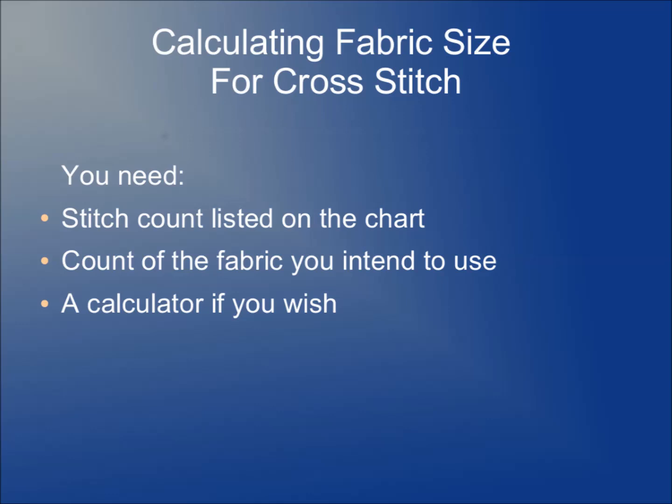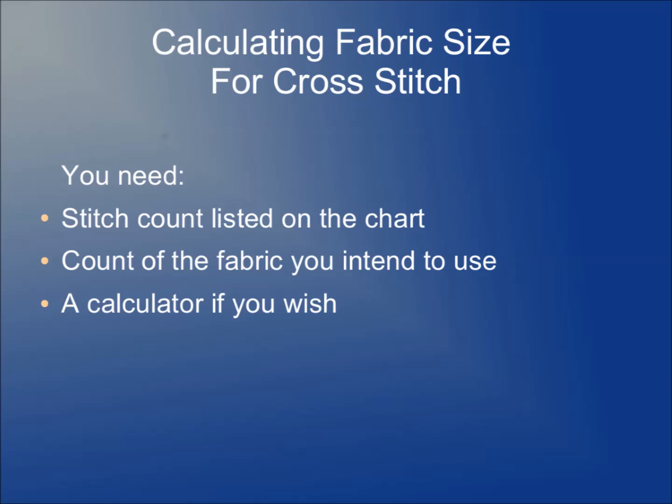So here's what you'll need. You need to know the stitch count listed on your chart. Every chart has a stitch count listed, and so you need to know that. Whether it's 100 by 200 or 89 by 122 or 999 by 999, you need to know the stitch count on the chart. The next thing you need is the count of the fabric you intend to use to stitch with. It doesn't matter what it says on the chart. You need the fabric that you intend to stitch with.